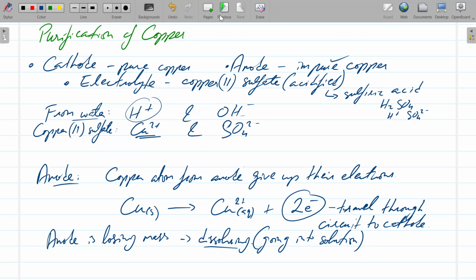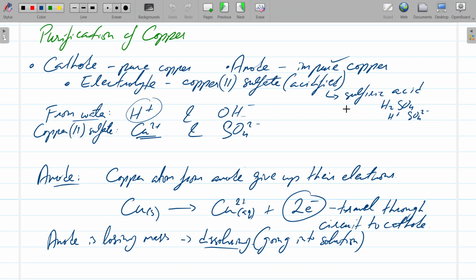Right, and so the anode will lose mass. Now what's happening at the cathode then? Right, so you've added sulfuric acid to help conduct electricity. As it mentioned, to activate the electrolysis process, so it helps conduct. Why is it helping conduct electricity? Because it's ionic. Yeah.